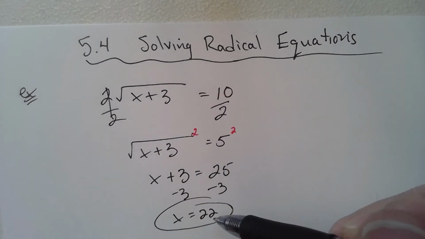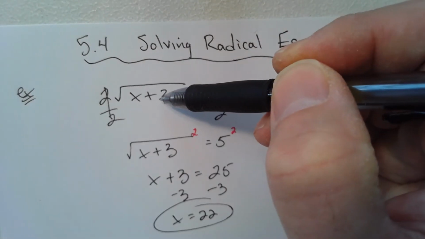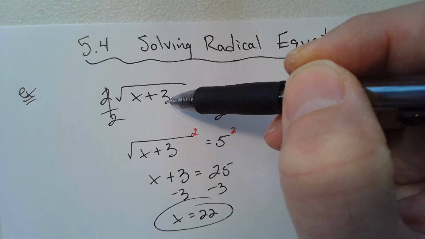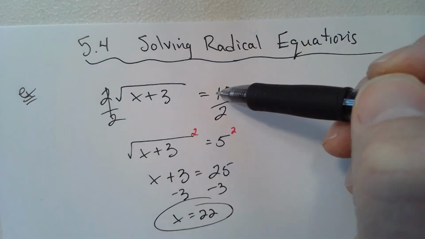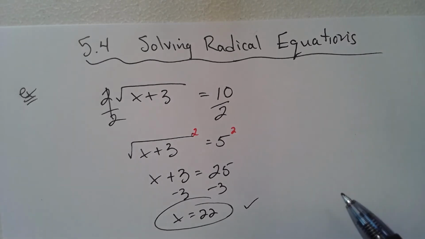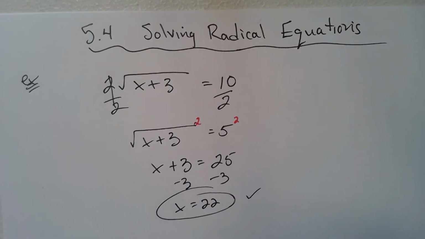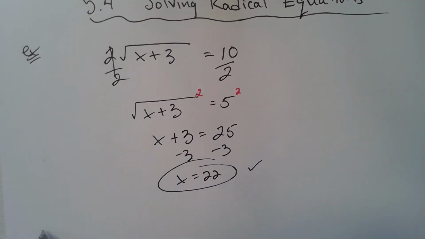So we're going to check to see if 22 is a solution. 22 plus 3 is 25. The square root of 25 is 5, times 2 does give us 10. So it is a solution. But it's important to check to see if it is a solution or not, especially in this section 5.4, solving radical equations.